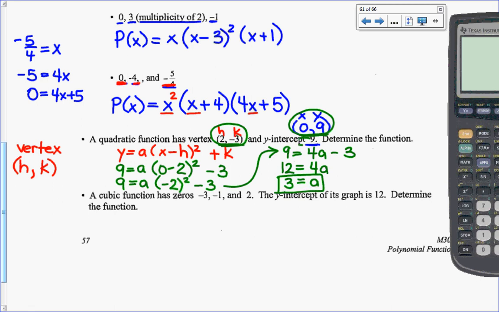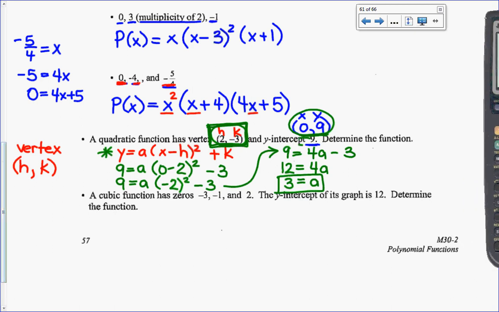Now, once I have my a, then I can go back to this formula, and I'm going to plug in my a, and I'm going to plug in my vertex, because this is the vertex form, so I need my vertex and my a, and I'll have my equation for the polynomial function.